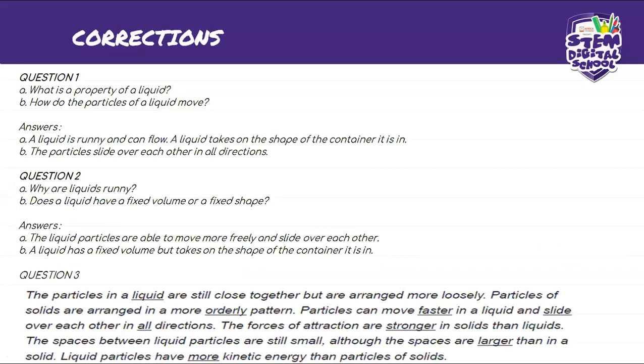All right. Now, so why are liquids running? Does a liquid have a fixed volume or a fixed shape? All right. So we can say the liquid particles are able to move more freely and slide over each other. And then B, a liquid has a fixed volume but takes on the shape of the container it is in. All right, that's good. Now, so let's switch and go to Kahoot.